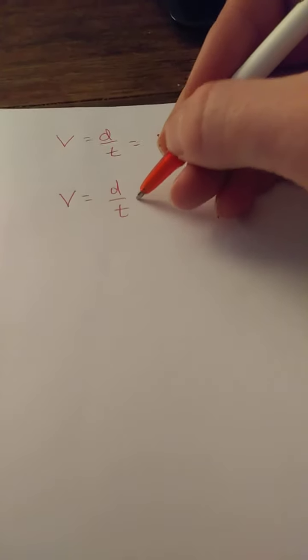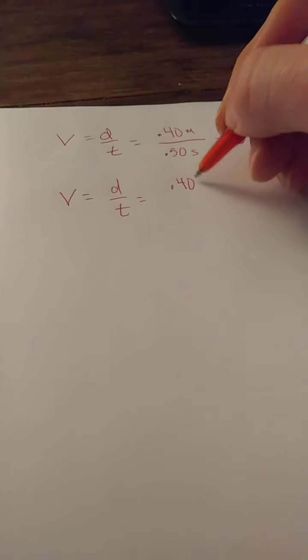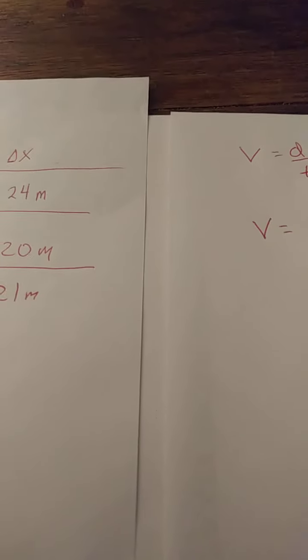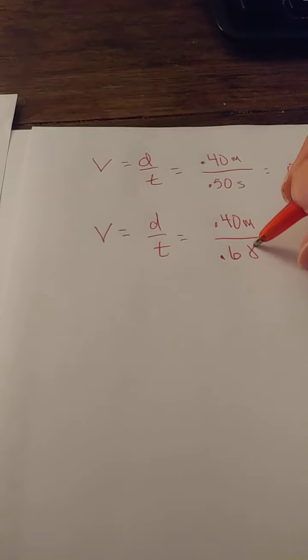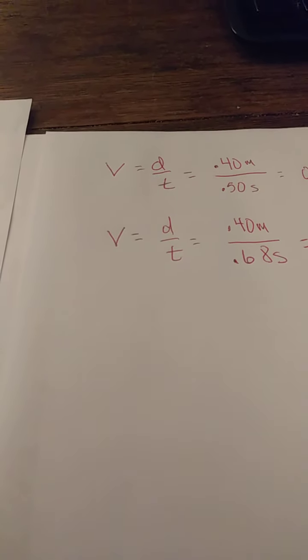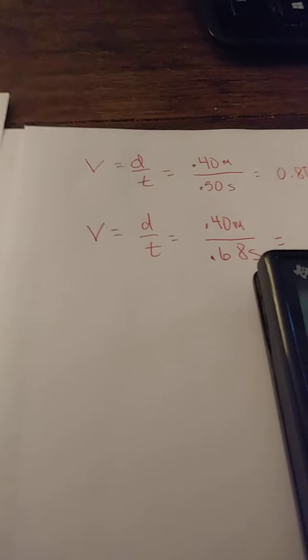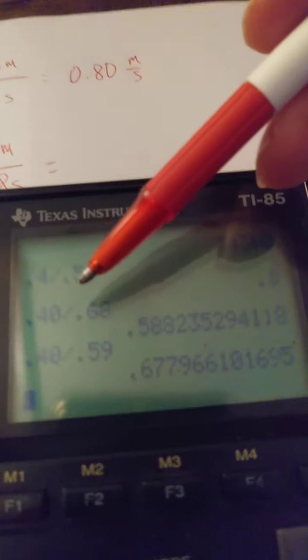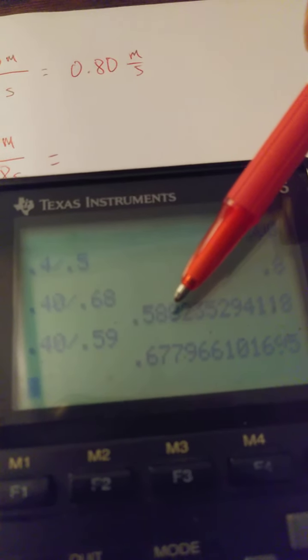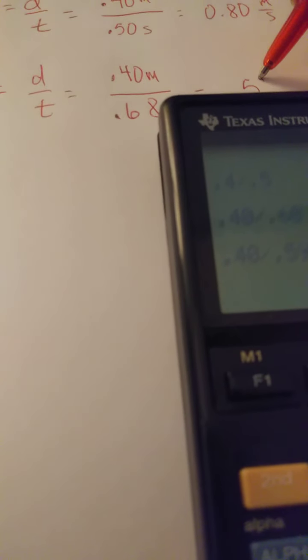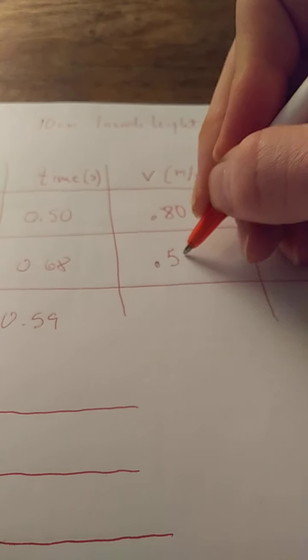For the second trial, D over T again, so the same D, and now it's 0.68 seconds. I already typed that in, but we'll call that 0.59 meters per second. So I'll put that over here in the table.